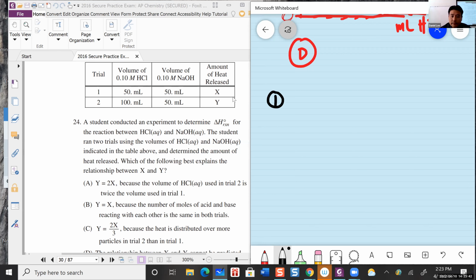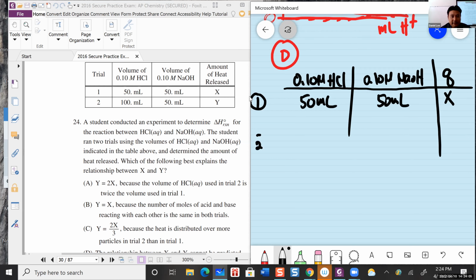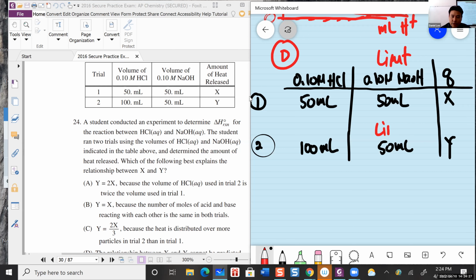You can see trial one, you have 0.1 molar HCl, and you also have 0.1 molar sodium hydroxide. The heat released, which is Q, is X. And you add 50 mL and 50 mL, okay? Now, do you see that 50 mL means that they have equal moles. And then the second trial, you have 100 mL of the acid, and you still have 50 mL of the base, and the heat released is Y. But the problem with these two examples is that they both have the same limiting reagent. The limiting reagent is sodium hydroxide for both trial one and two, yeah?